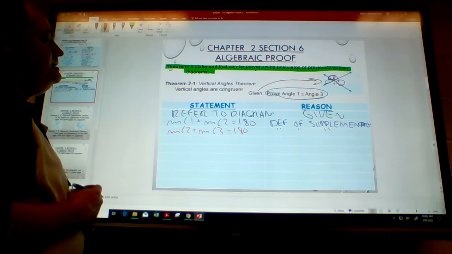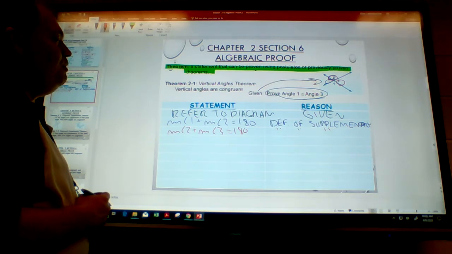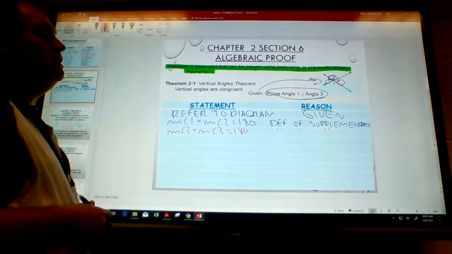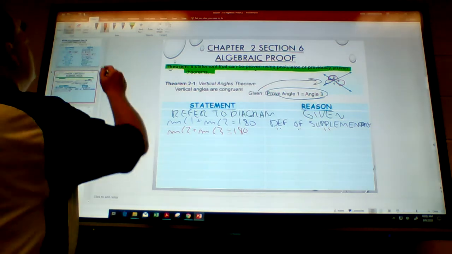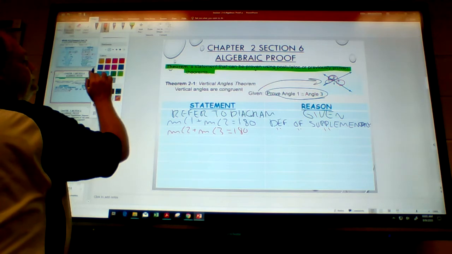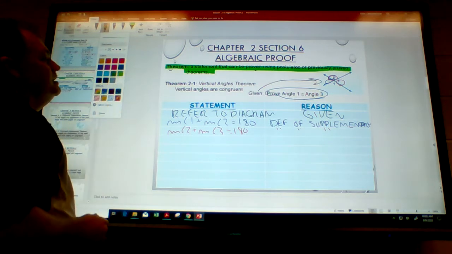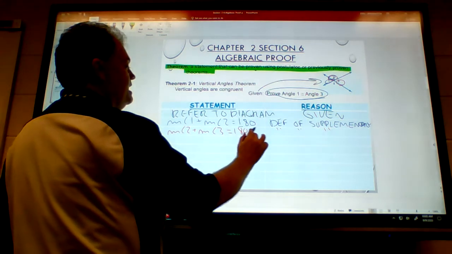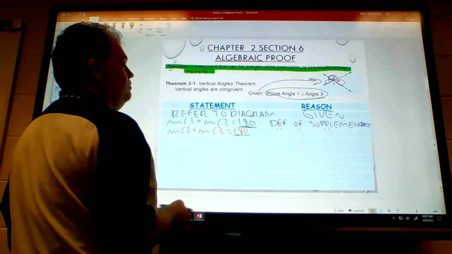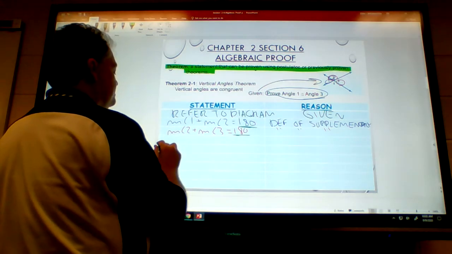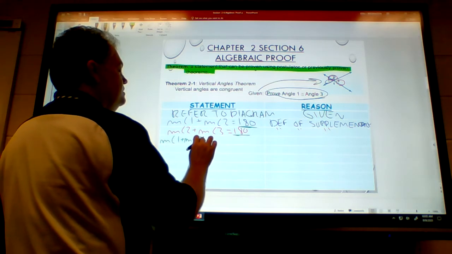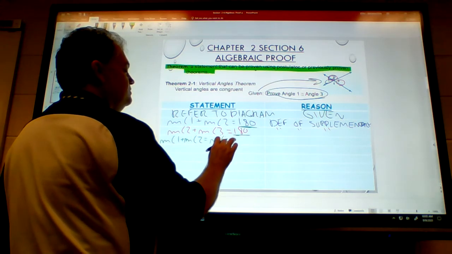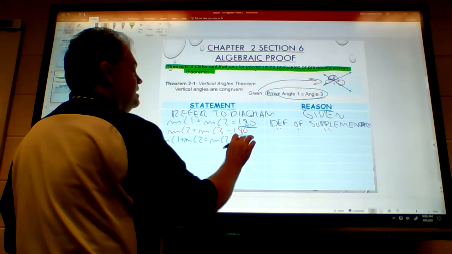All right. Now, I want to prove that angle 1 and angle 3 are congruent. But before I do that, I've got to do some substitution. I've got to work with these. Okay. So, here's what I do know. I know that they both equal 180. Since they both equal 180, I can set them equal to each other. So I can write the measure of angle 1 plus the measure of angle 2 equals the measure of angle 2 plus the measure of angle 3.